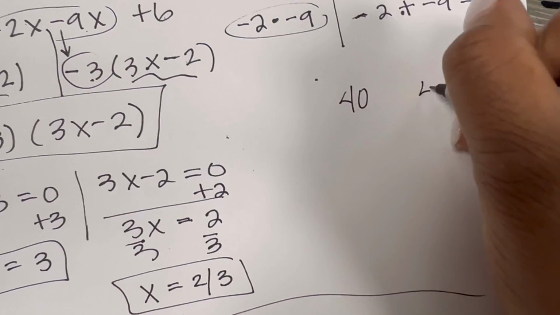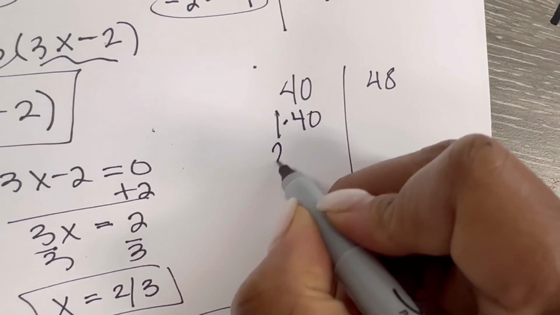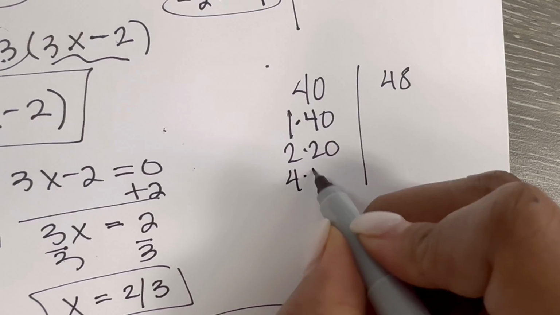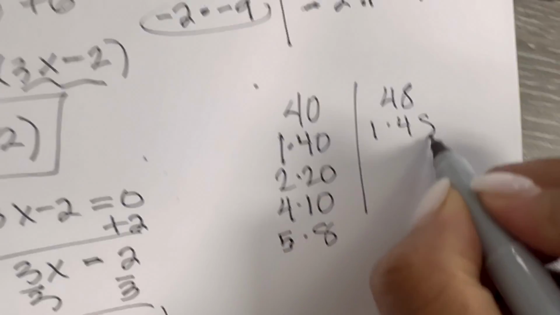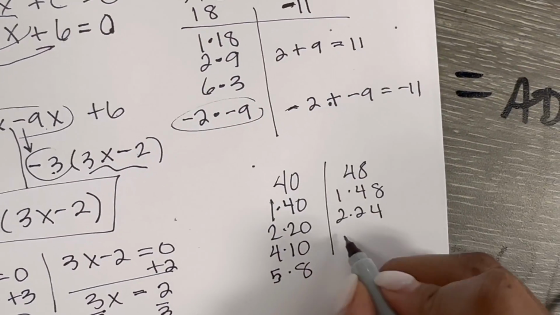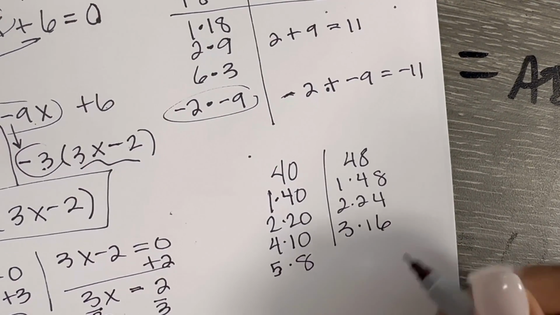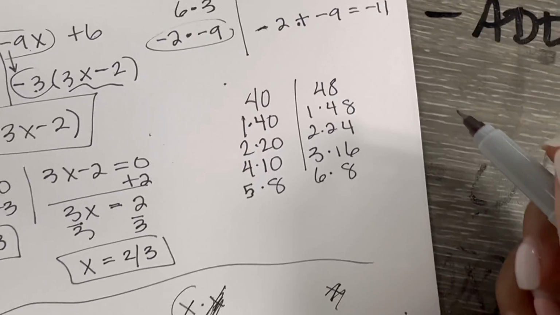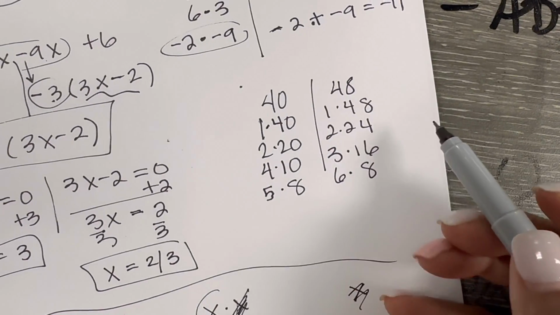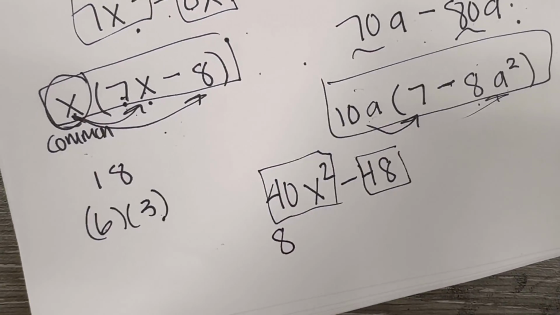So you can do it out on paper, unless you can do it in your head. List all your factors of 40. Okay, what numbers on both sides are common? 40 and 48 both can be divided by an 8. That's the biggest number, the GCF, greatest common factor. So let's take an 8 out. That's all you can take out.